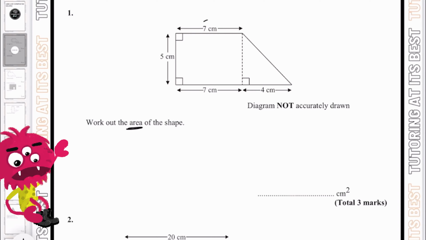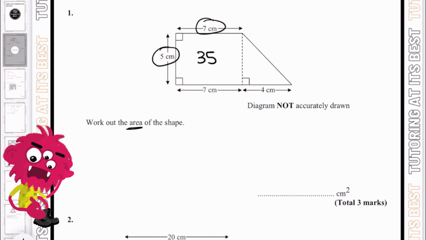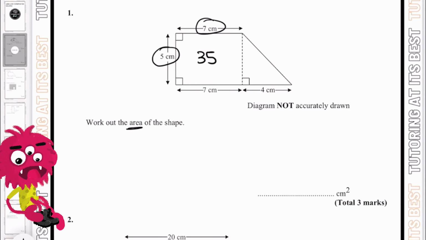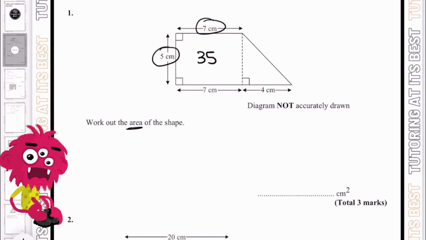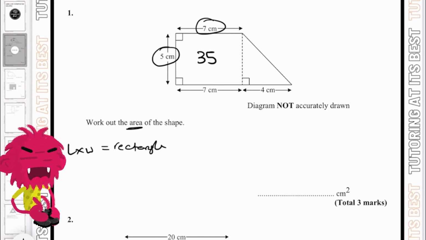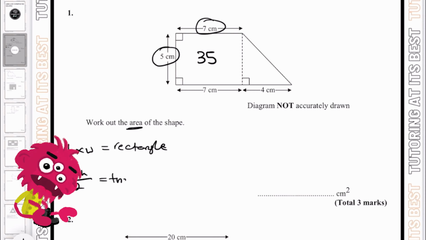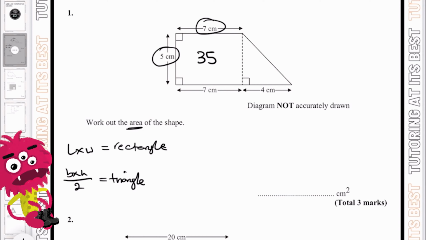In the first instance, we get the length and the width of our rectangle. So we know that 5 times 7 is 35. And then we need to work out the area of the triangle. First of all, we have length times width for your rectangle, and then base times height divided by 2 for your triangle. And these are the two shapes that we have.